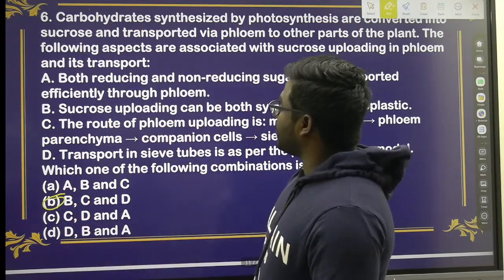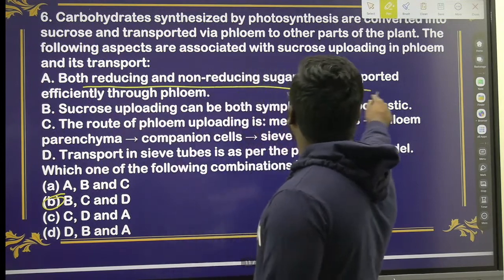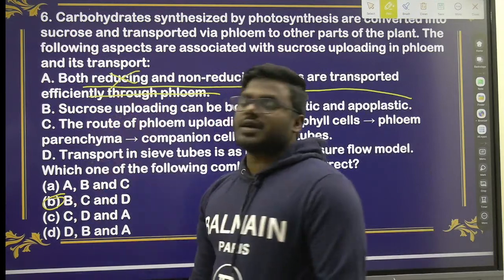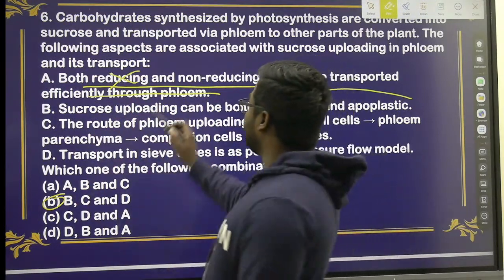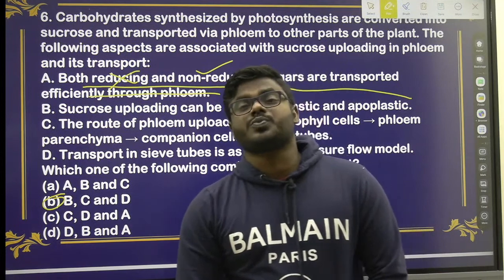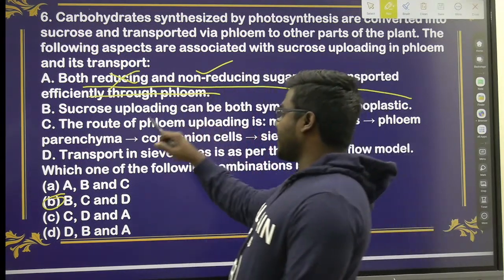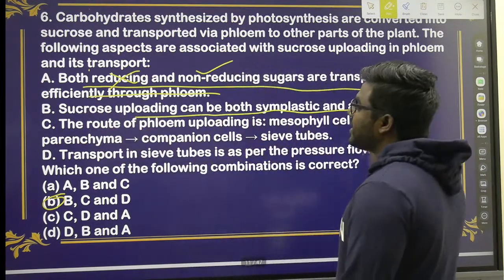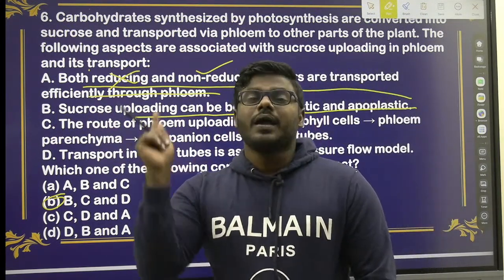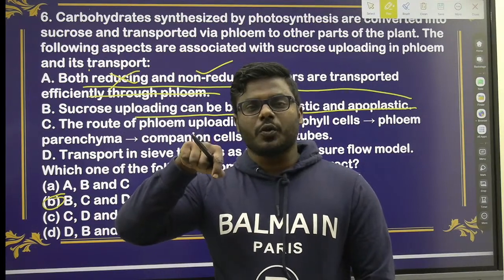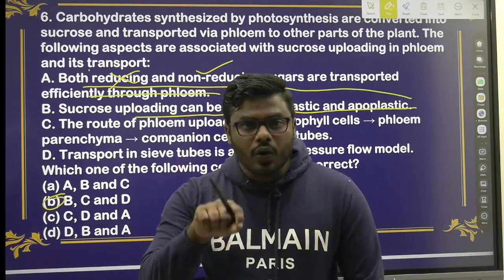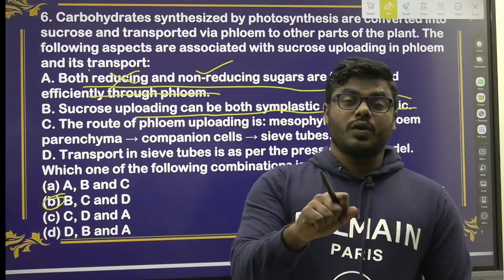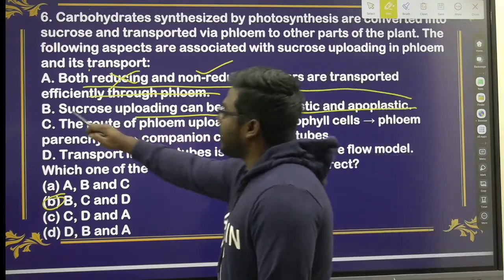Okay, now look into the question. Both reducing and non-reducing sugars are transported efficiently through phloem. No, right? Reducing sugars cannot be transported through phloem. Only non-reducing sugars can be transported through the phloem. Simple point. Option B, it is a wrong statement. Sucrose uploading can be both symplastic and apoplastic. I hope you remember. Loading is also symplastic and apoplastic. Even, friends, unloading is also apoplastic and symplastic. Kindly do not forget this particular statement. Hence option B is correct.